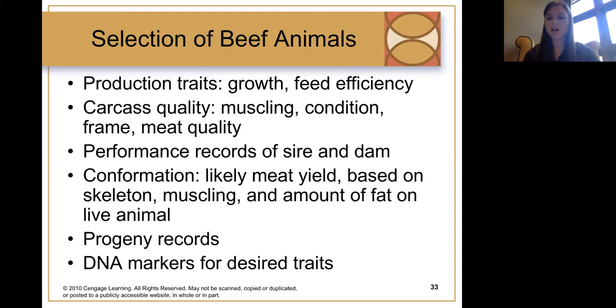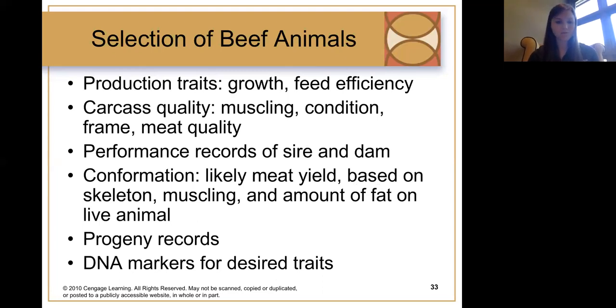Performance records of the sire and the dam. Obviously, if you're going to be using certain sires and certain dams, you need to know how well they performed during their lifetime. Because if you didn't keep track of that, then you don't really know if they were growing well or had good performance traits or not. So it's really important to keep performance records so that you can go back and see which cows you want to breed.